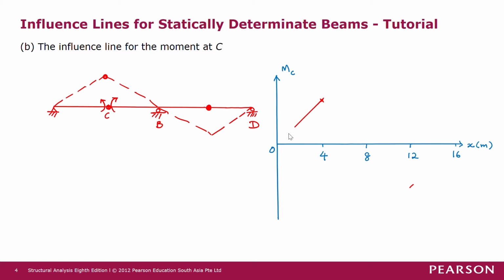Okay, and then we have 0 at 8 meters, and then we have 0 again at 16 meters. Okay, so now we have a general shape of the bending moment at C, for the influence line for moment at C. So now we want to know what is the peak value at 4 meters here, and also the peak negative value at 12 meters here.